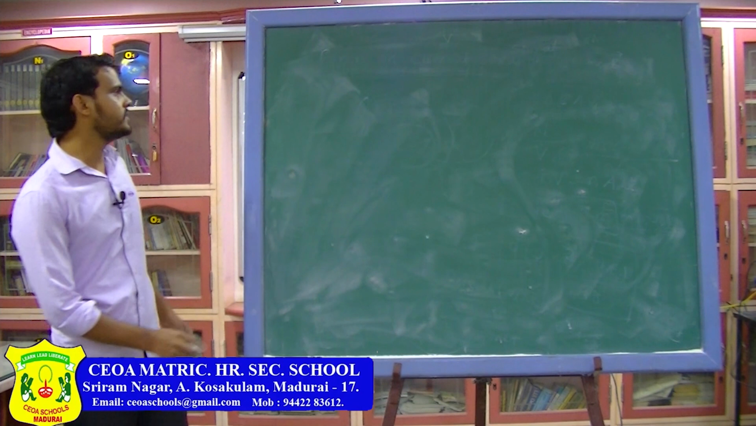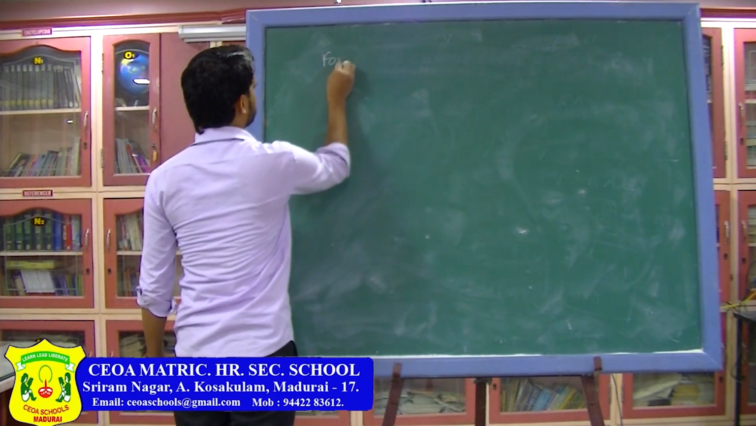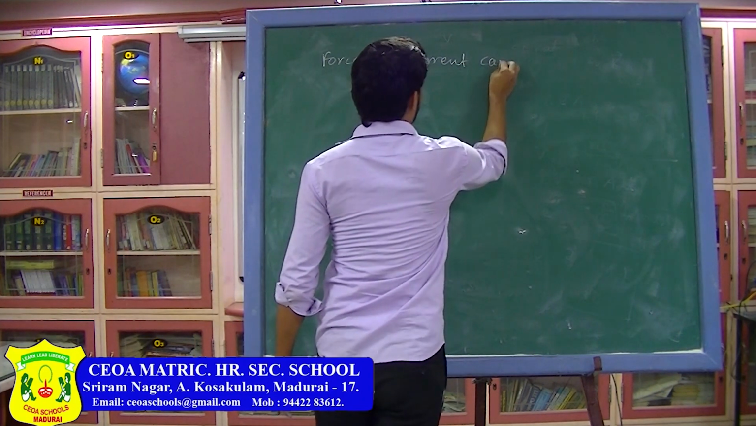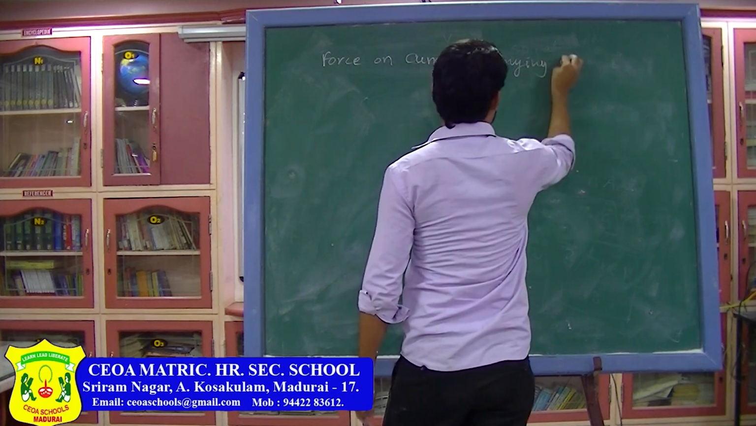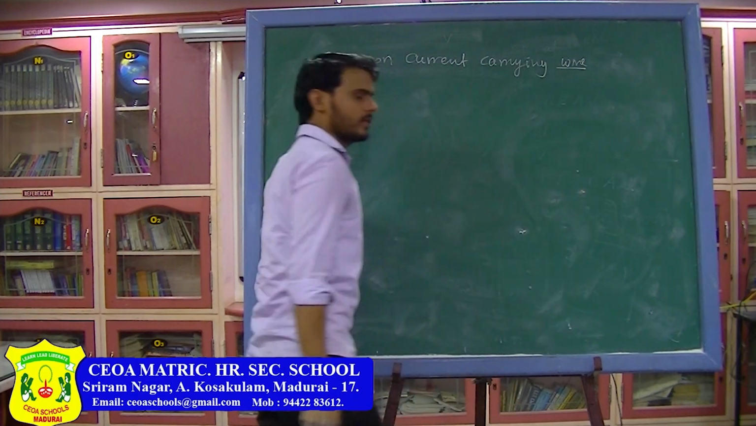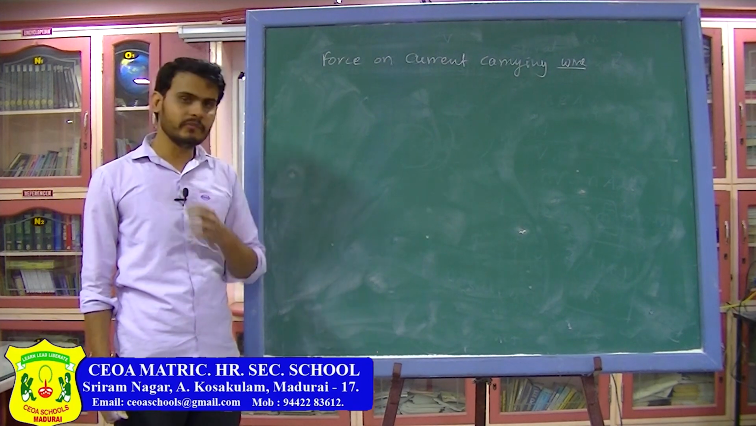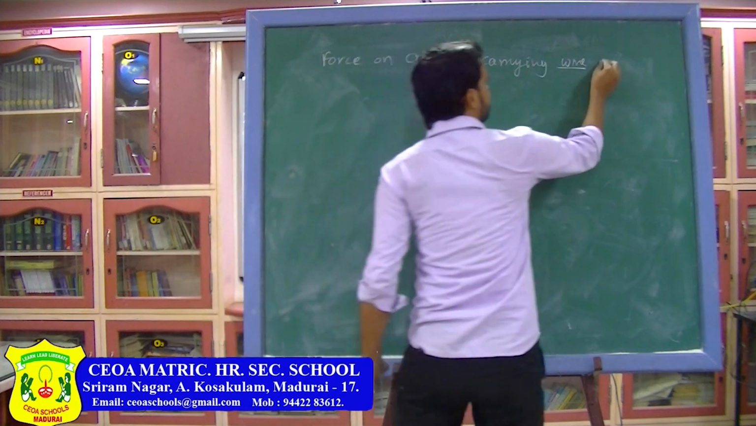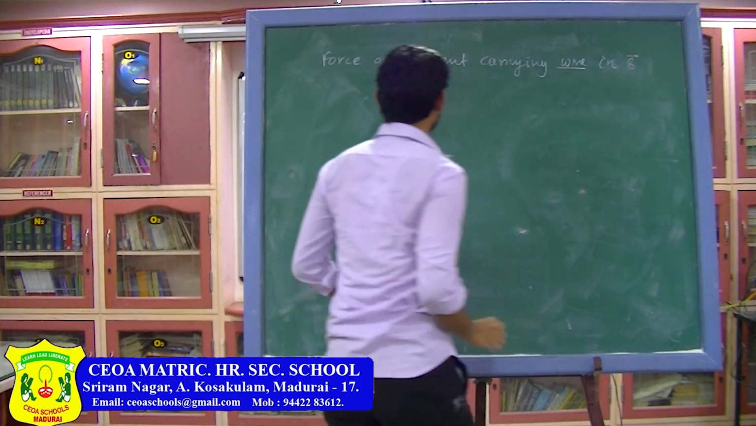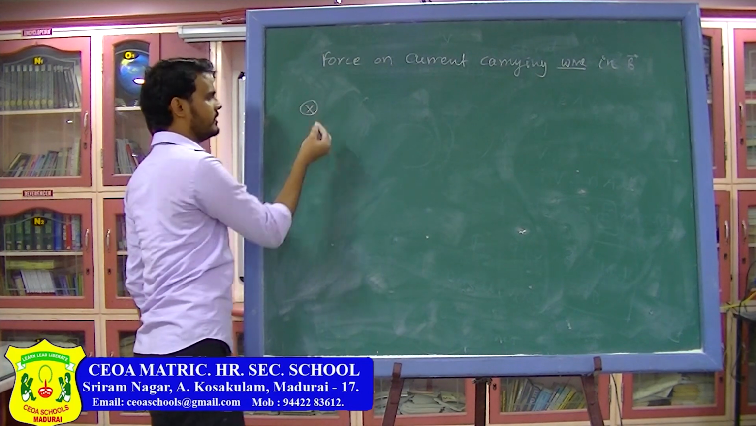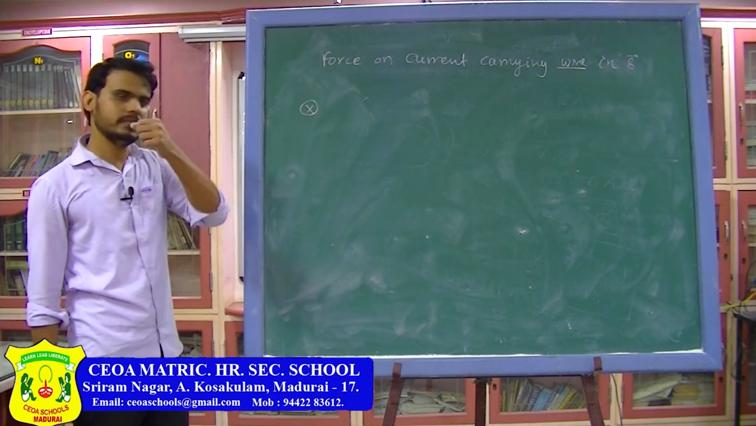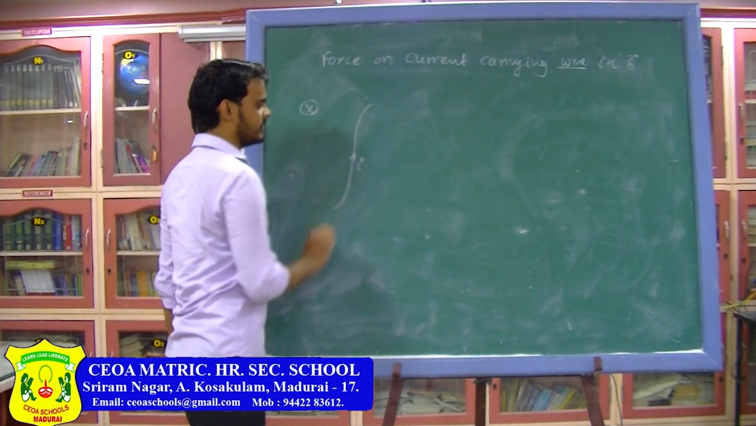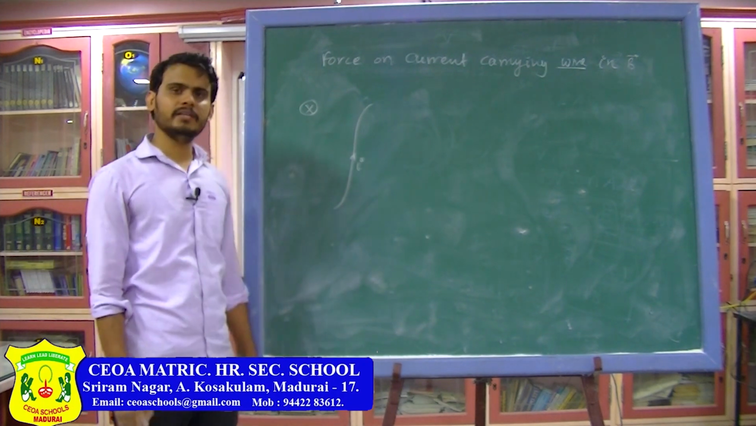So next we are going to see force on a current carrying wire. We have seen force on a moving charge, application of that thing. Now we are going to see force on a current carrying wire in magnetic field. So here suppose there is magnetic field, you can assume it in any direction. I am assuming magnetic field is in the inward direction, and you have placed a wire. In that wire current flowing is I, and I want to find the force on this wire.